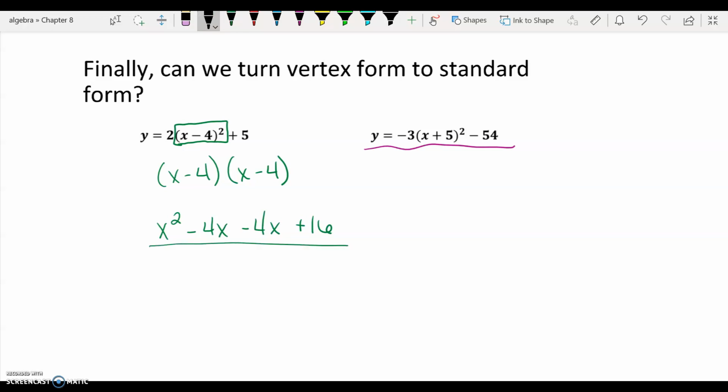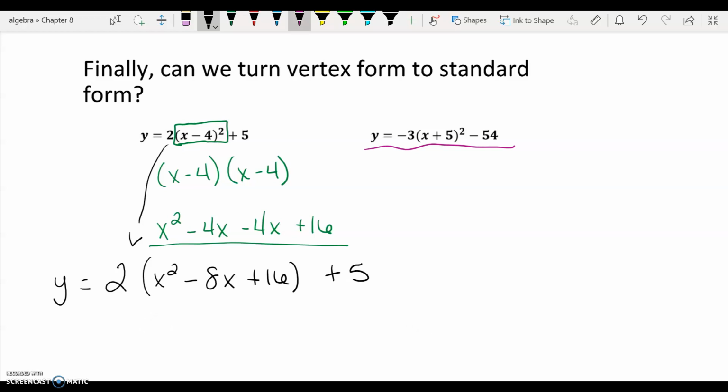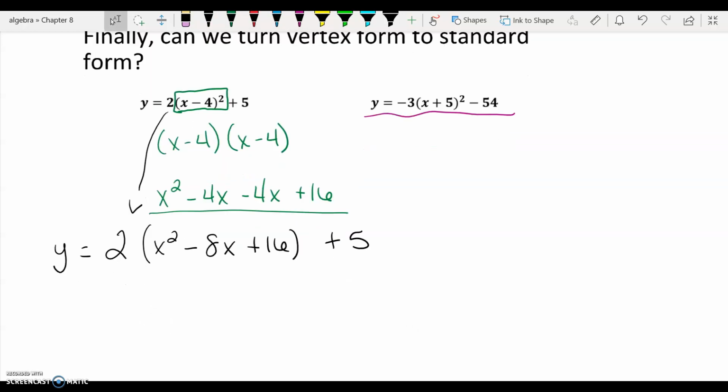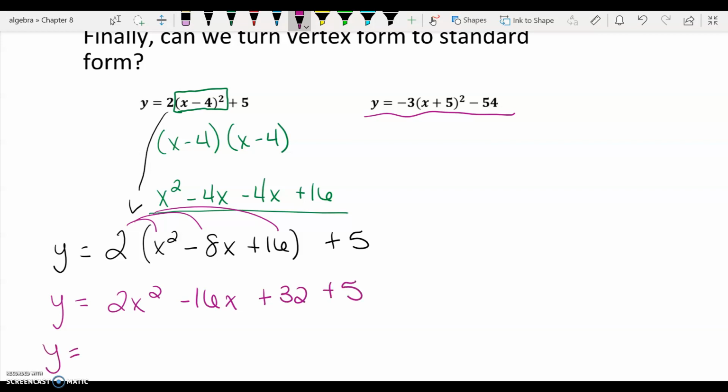So now what I'm going to do is I'm going to say 2, that's where that was coming from, times what I got in green. I'm going to combine like terms, and I'm going to add my plus 5. From there, I'm going to distribute this 2 to everything. So I'm going to get 2x squared minus 16x plus 32 plus 5. And lastly, I'm going to combine my like terms, 2x squared minus 16x plus 37.